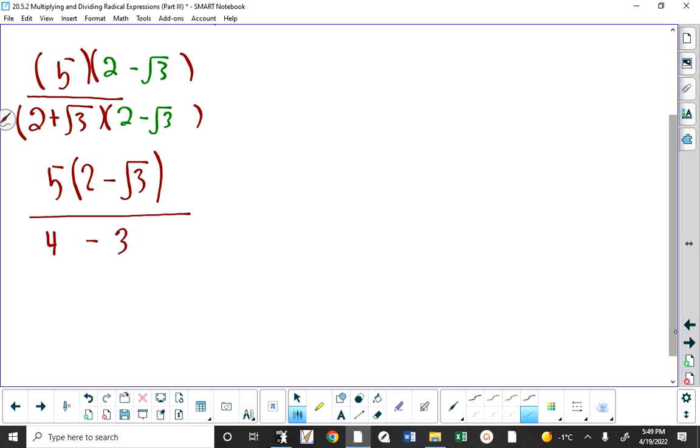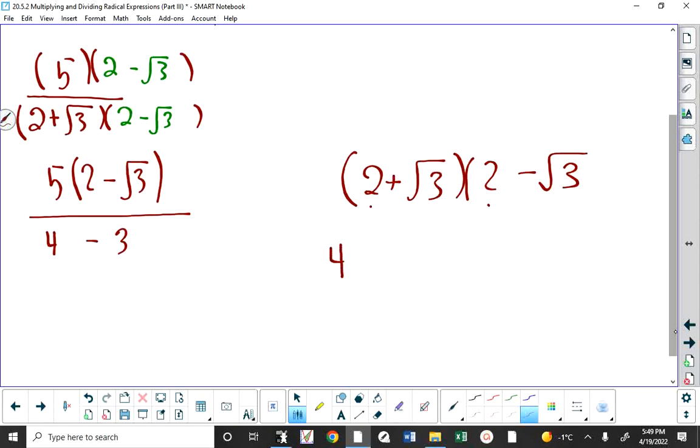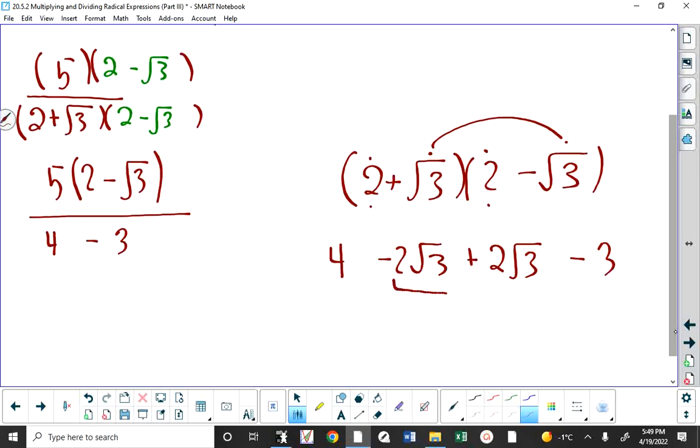Let me walk you through that. We have 2 plus root 3 times 2 minus root 3. If I FOIL this out, I get 2 times 2. I get 2 times negative root 3, which is negative 2 root 3. I get root 3 rather times 2, which is positive 2 root 3. And then my last is this product. I get minus root 3 times root 3, which is minus 3. Again, this outer and inner reduce to nothing, so I'm left with 4 minus 3. This is the answer.